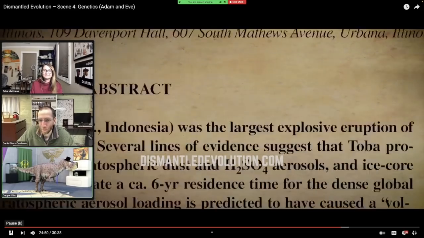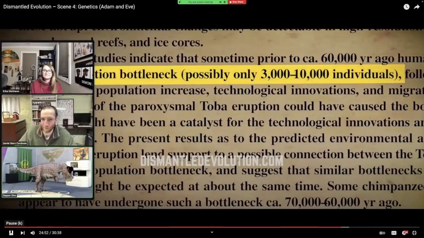Causing a population bottleneck that reduced humanity to a single breeding population of just a few thousand survivors.